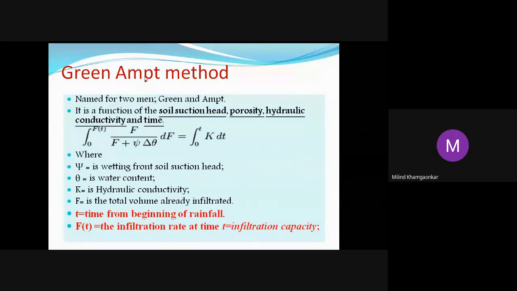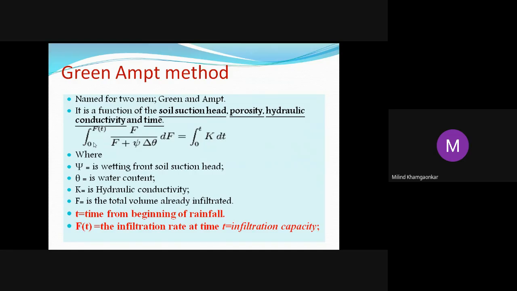Another formula is by Green and Ampt. Both Green and Ampt were hydrologists, and this formula is named after them. It is based on their studies of past data on infiltration capacity, rainfall intensity, duration, suction head, that is the soil's absorption capacity, porosity, hydraulic conductivity, and time.